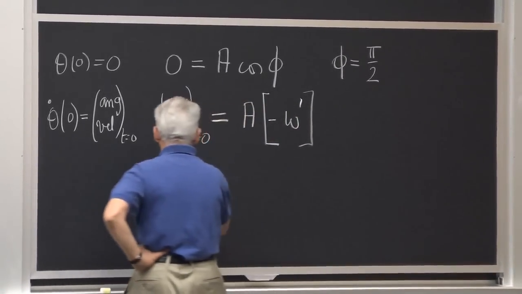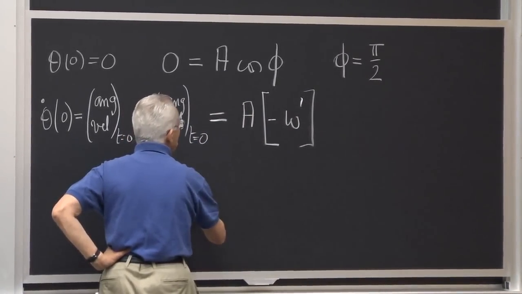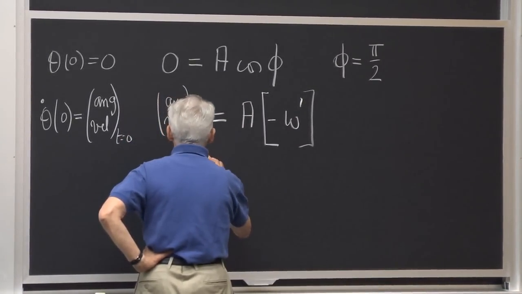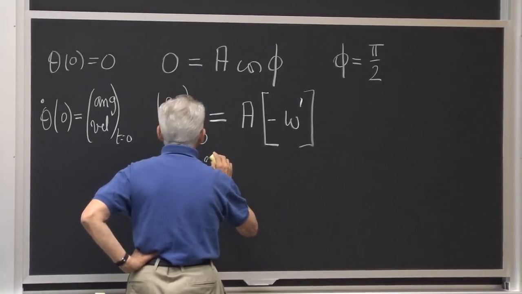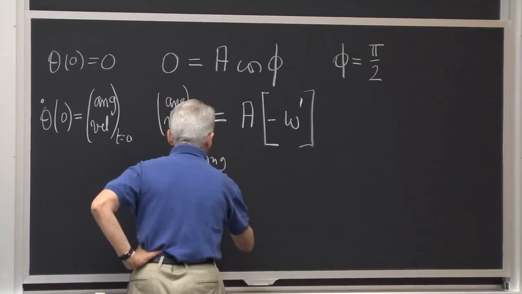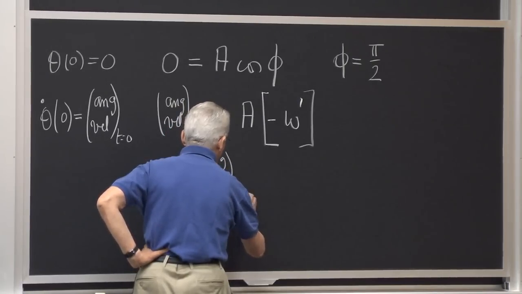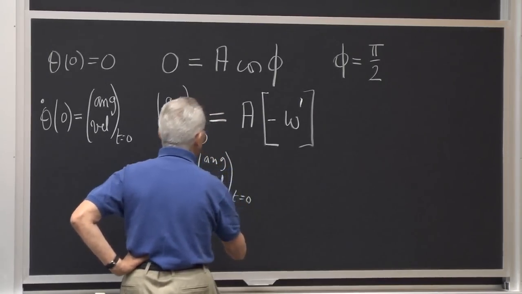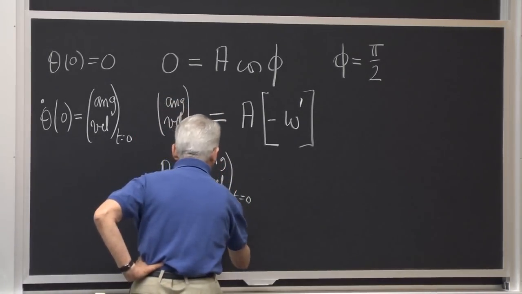Therefore, A is equal to the angular velocity at t equals 0, divided by omega prime.